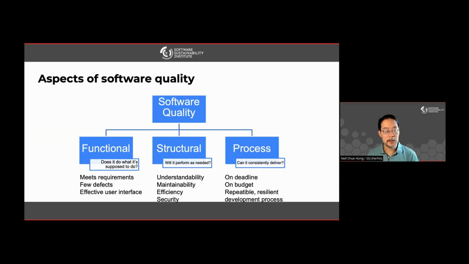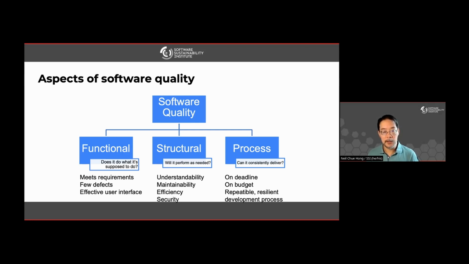One aspect is the functional software quality. So this is basically, does the software do what it's supposed to do? Does it meet requirements? Does it have few bugs and errors? Is it effective in terms of the way it communicates with the user of the software?